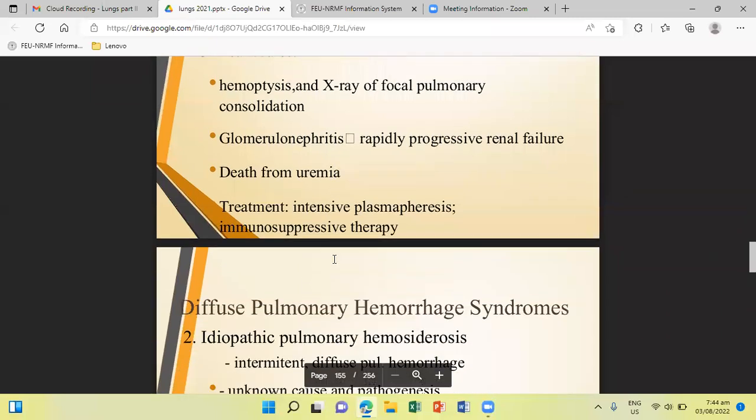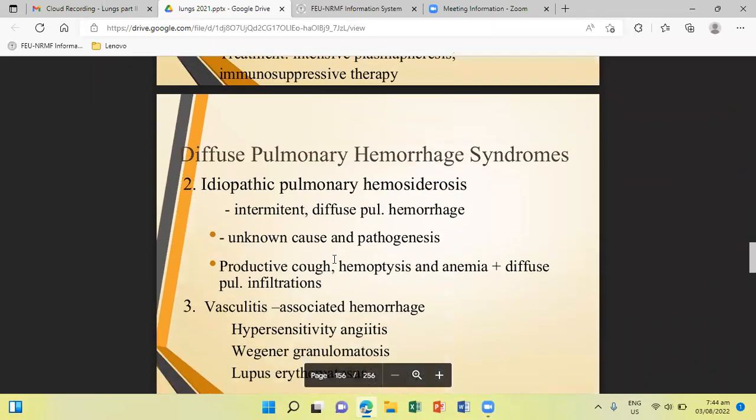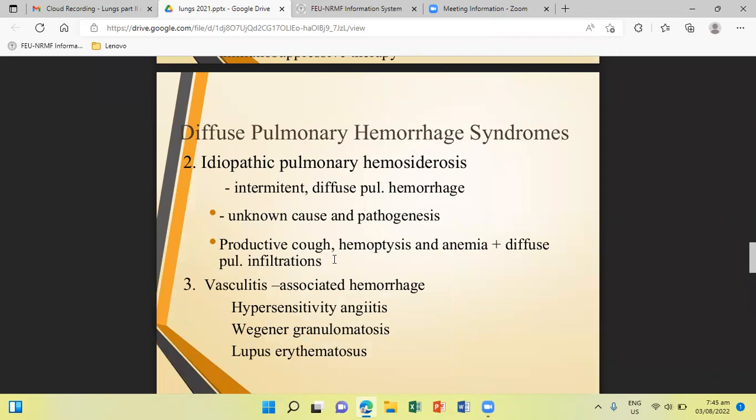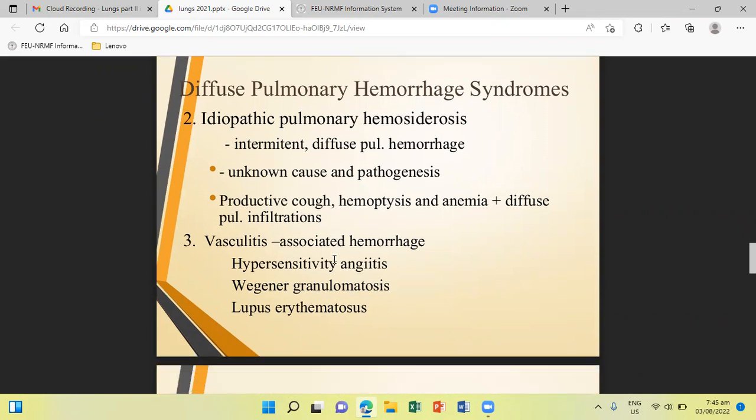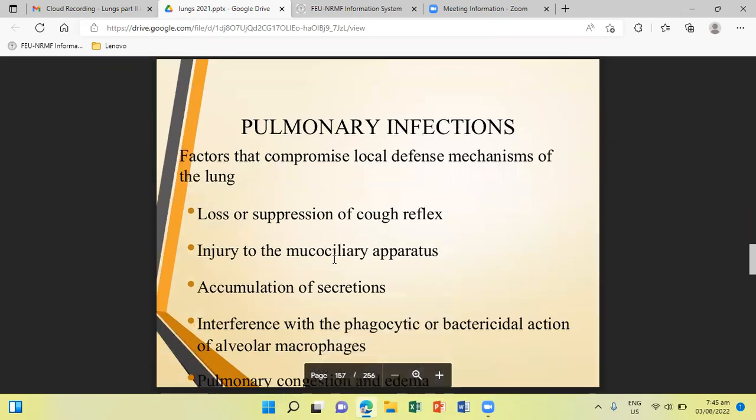The second on the list is what we call idiopathic pulmonary hemosiderosis. And the third would be your vasculitis-associated hemorrhage. In all of the three, you would expect the presence of areas of hemorrhage in the lung parenchyma. So let us go now to pulmonary infection.